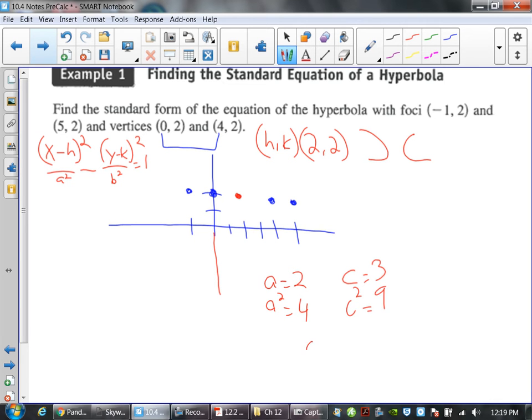And I know that a squared plus b squared is c squared. So 4 plus what is 9? 5. So that means my b squared is 5. So I have an equation for b, just to find b. I'm just writing the standard form of the equation.